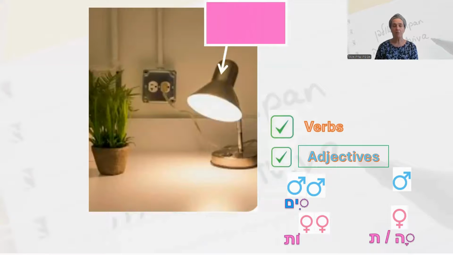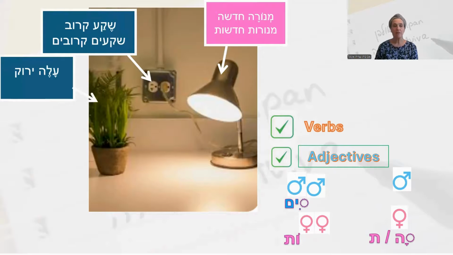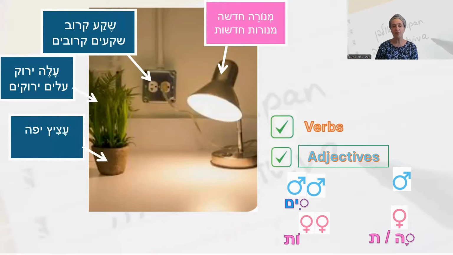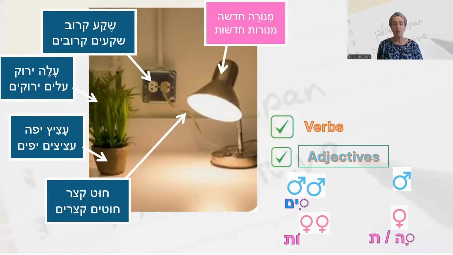Here we've got our menorah. I want to describe our menorah. It's a menorah chadasha. Well, no problem. Feminine adjective to fit the feminine noun. Menorot chadashot, same, not a problem. We have sheka karov, a close socket. Shkaim krovim, close sockets, not a problem. We have an ale yarok, and we have alim yerukim, green leaf, green leaves, again, not a problem. Atzitz yafe, atzitzim yafim, not a problem. Chut katzar, chutim kzarim.